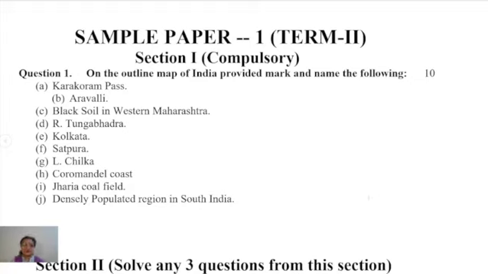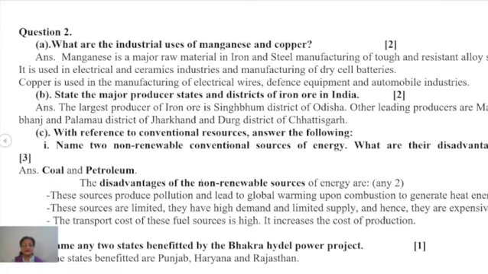In the first question, a few points have been given: Karakoram Pass, Aravali, black soil in western Maharashtra, river Tungabhadra, Kolkata, Satpura, Lake Chilka, Coromandel Coast, Jharia coalfield, and a densely populated region in South India. These are the features you need to mark on the map. Now come to question number 2.